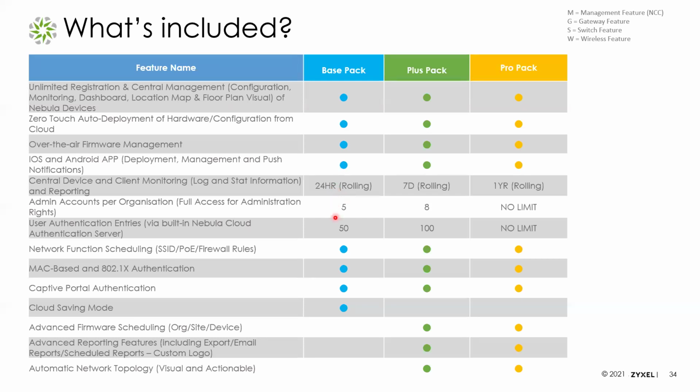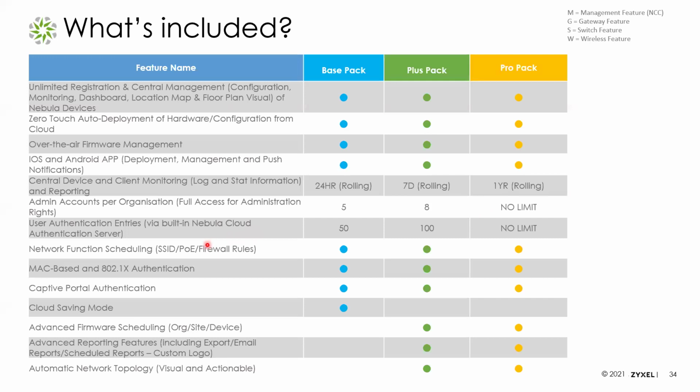Another area where there's some differences here is the number of admin accounts that you can have assigned to one organization. And again, an organization is your customer. So the free version of Nebula gives you 5 admin accounts per customer. Plus Pack gives you 8 accounts per customer. ProPack, an unlimited number of admin accounts per customer.